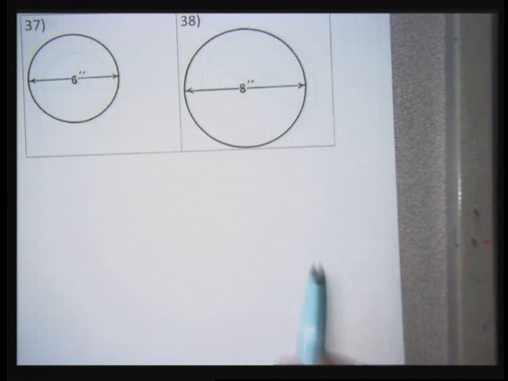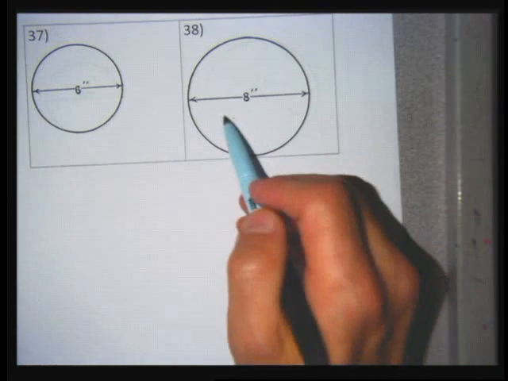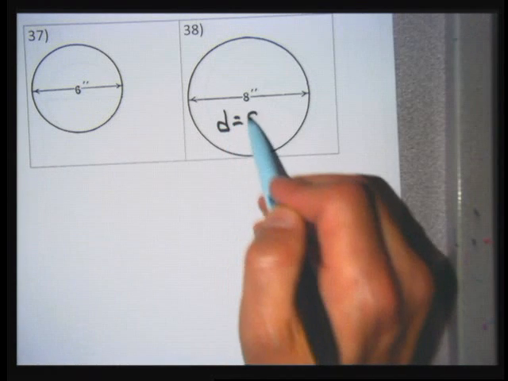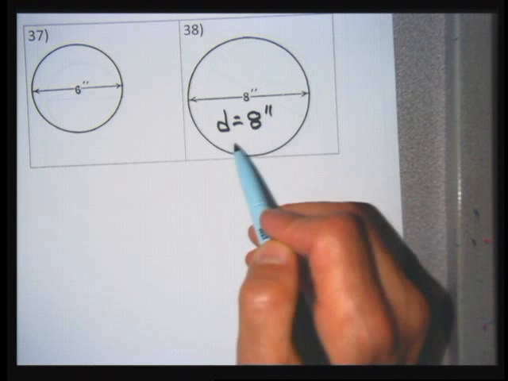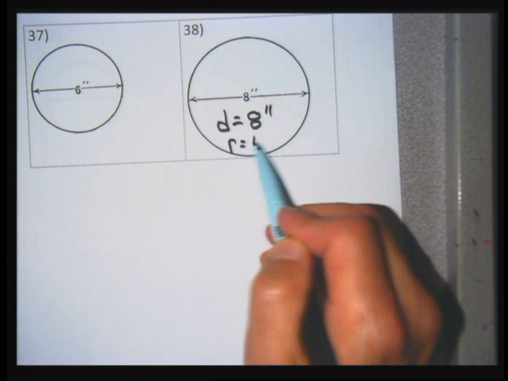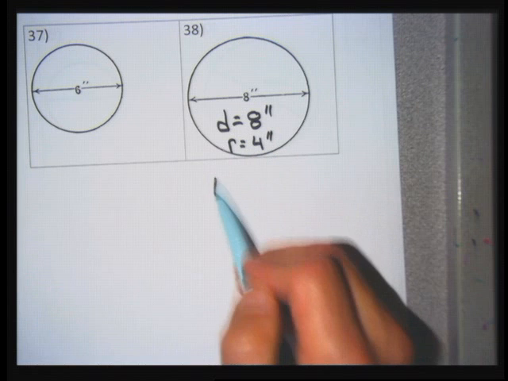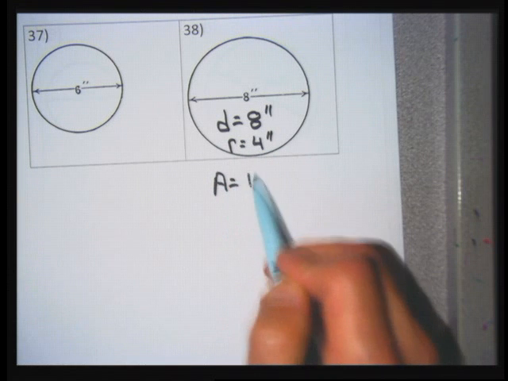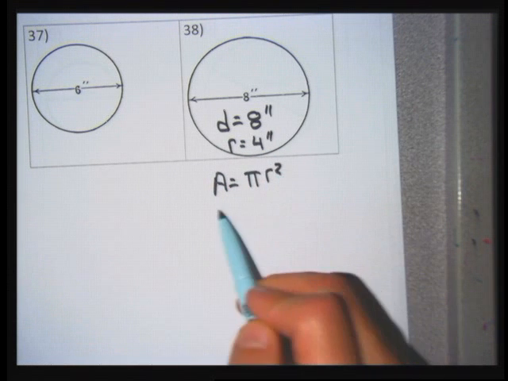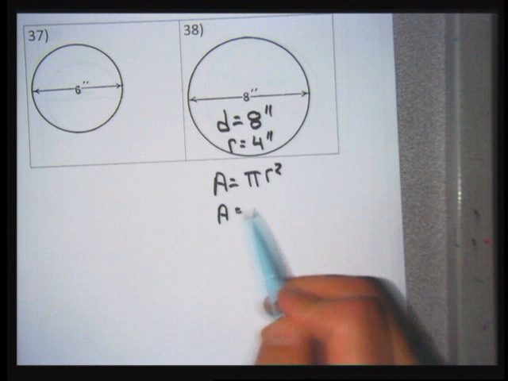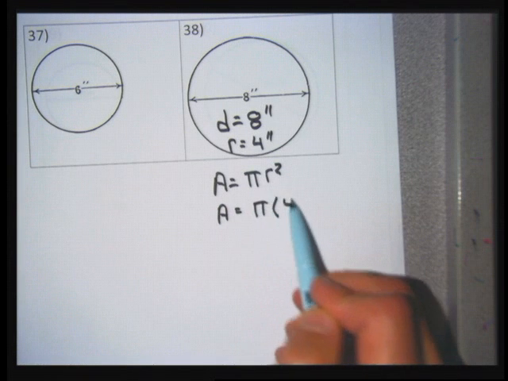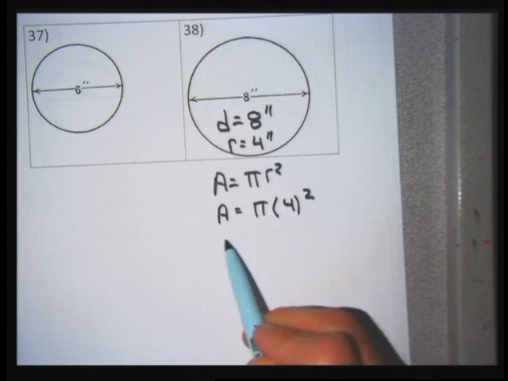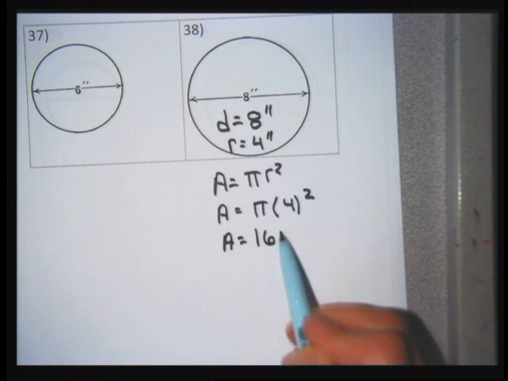In 38 as well as 37, the diameter is 8 inches, so the radius is half of that, and half of 8 inches is 4 inches. I need the radius for the formula. So my area is going to be pi times 4 squared. 4 squared is 4 times 4, which is 16. So my area is going to be 16 pi.